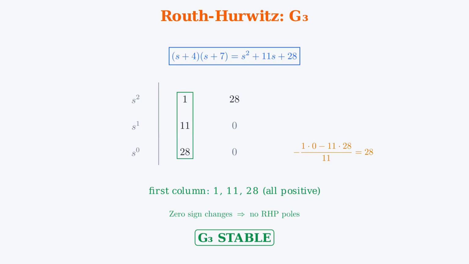All three values are positive. 0 sign changes. By Routh-Hurwitz, g3 has 0 unstable poles. g3 is stable, confirming the negative real poles we found.